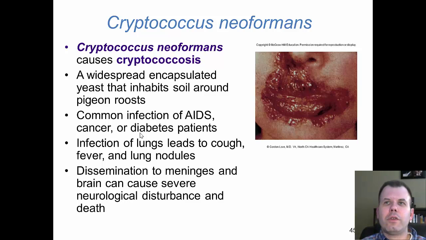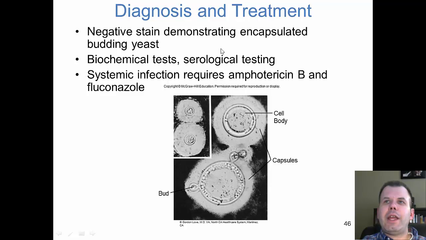Infection in the lungs leads to a cough, fever, and lung nodules that form. Dissemination to the meninges and the brain can cause severe neurological disturbances and death if not treated. And so Cryptococcus is one of those things that's rare, but when you have a weakened immune system, you're more at risk. And you can see, again, this one is superficial around the mouth and those areas, pretty nasty disease. And typically we see it in the lungs and very systemic a lot of times as well. Okay. Again, negative stain demonstrating the encapsulated budding yeast, biochemical tests, serological testing, and again, systemic infection requires amphotericin B and fluconazole.